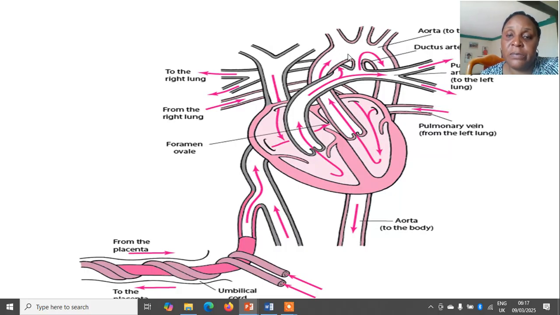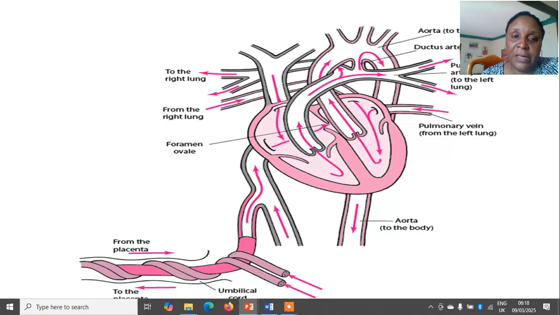So after use, blood from the upper extremities of the body is brought back by the superior vena cava, and blood from the lower extremities of the body is brought by the inferior vena cava. And all this blood is drained out by the hypogastric arteries back to the placenta for reoxygenation. So in brief, that is the fetal circulation.